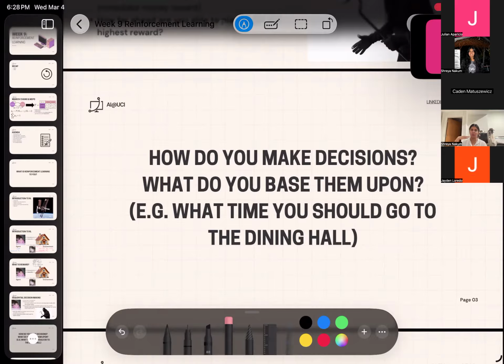So how do you know that? What do you base that decision upon? Oh, I should go either early or late, because we've gone there when it's not early or late, and there was a gigantic line. Yeah. It's based on what you've done in the past. It's what you've observed about the lines at the dining hall. So you make your decisions based on what you've seen before.